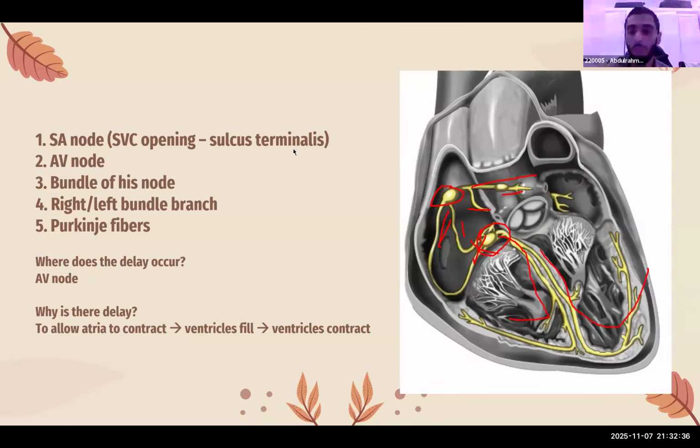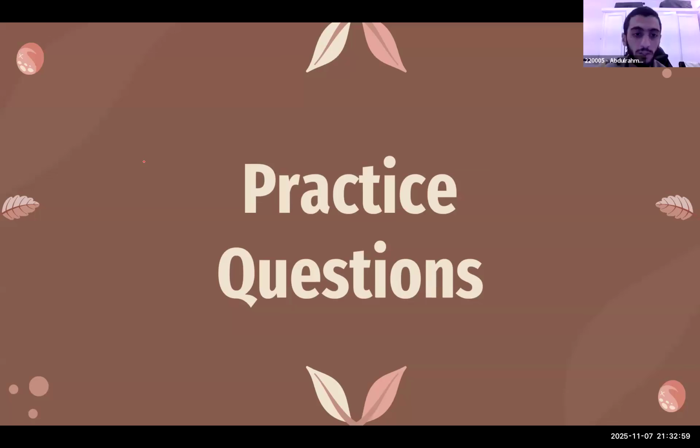Another physiology thing that you might get asked is which of these five has the fastest conduction and which has the slowest? Do you guys know which has the slowest? Slowest we said is the AV node. Which one has the fastest? The Purkinje fibers, yes. So you might get asked that question. And that's it. Okay, so practice questions.